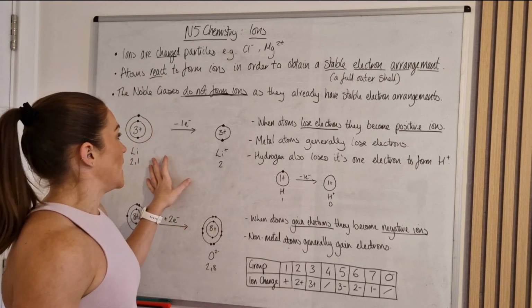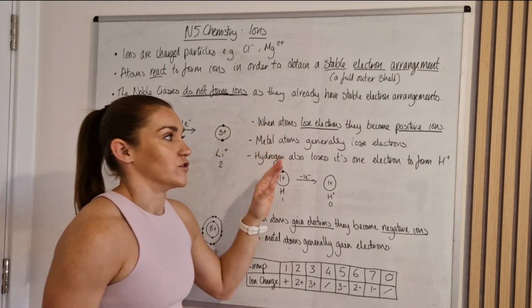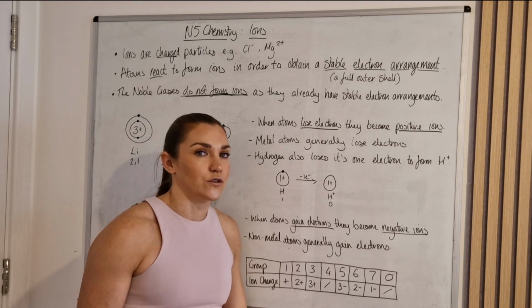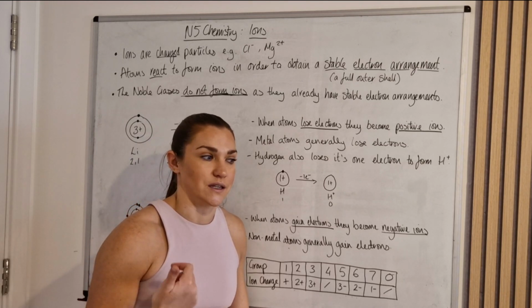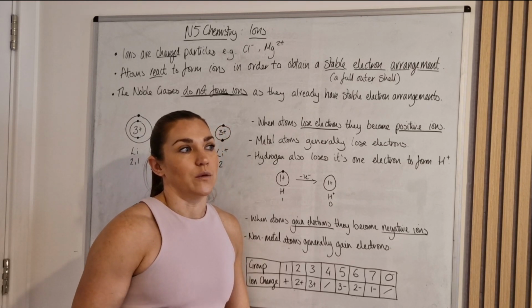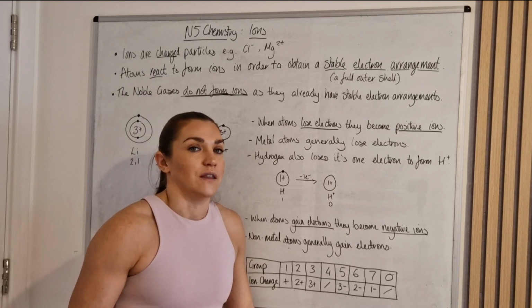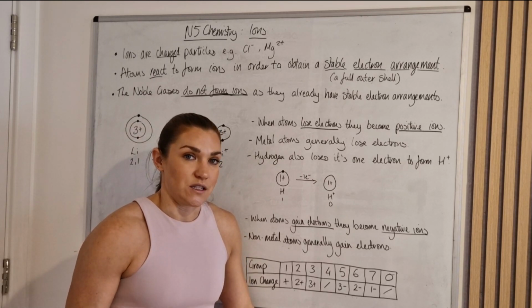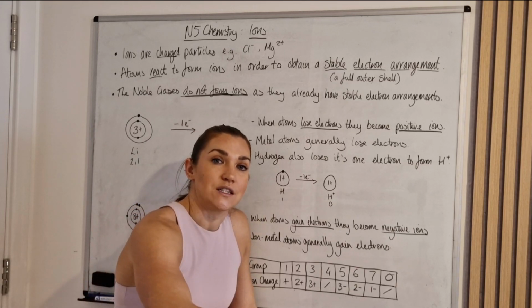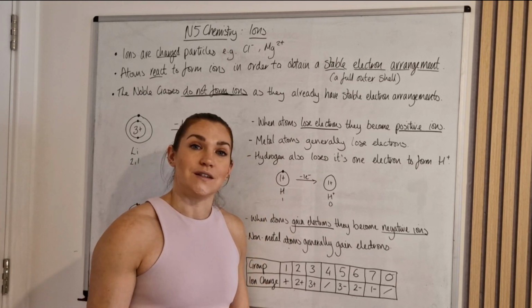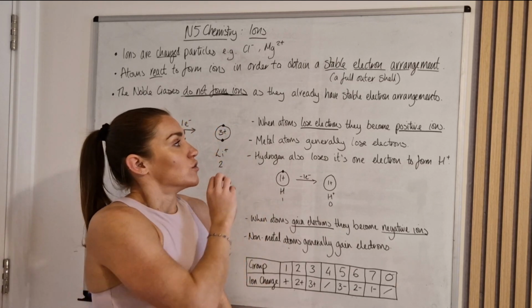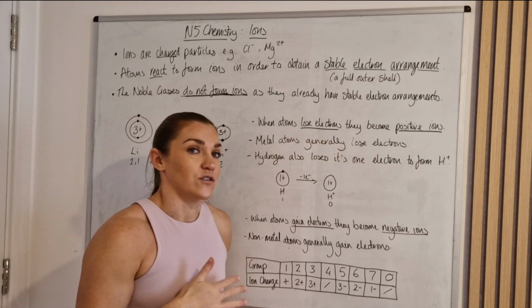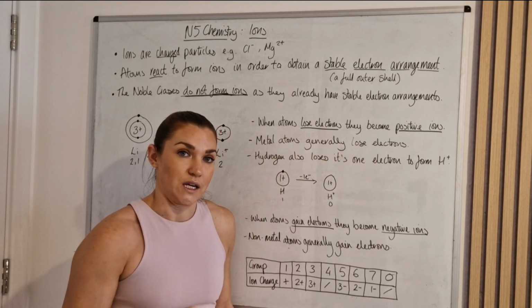When atoms lose electrons, they become positive ions. This is the bit that people get most confused about, because we always think losing is a negative thing, and so we think if it's lost electrons then it must be negative. However, remember, electrons are negative, so if you're losing something negative, you're actually becoming more positive. When atoms lose electrons they become positive ions, and it's generally the metal atoms that will lose electrons.